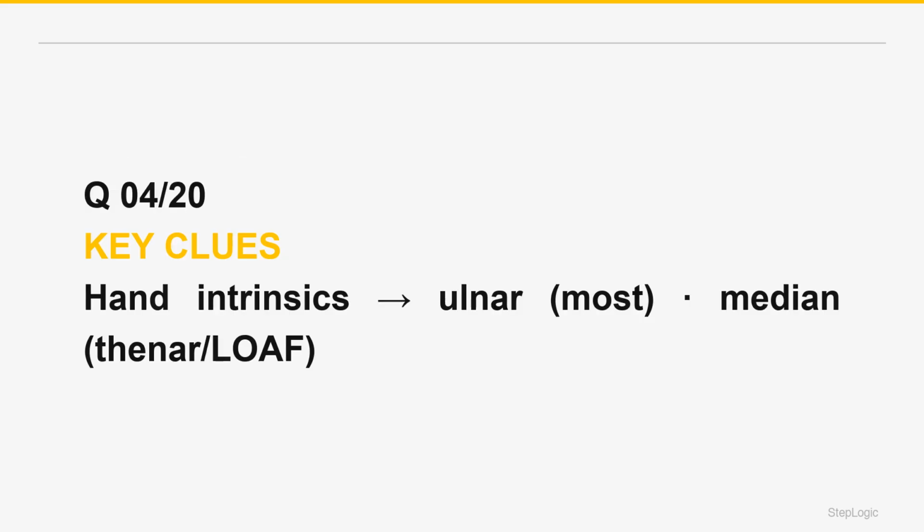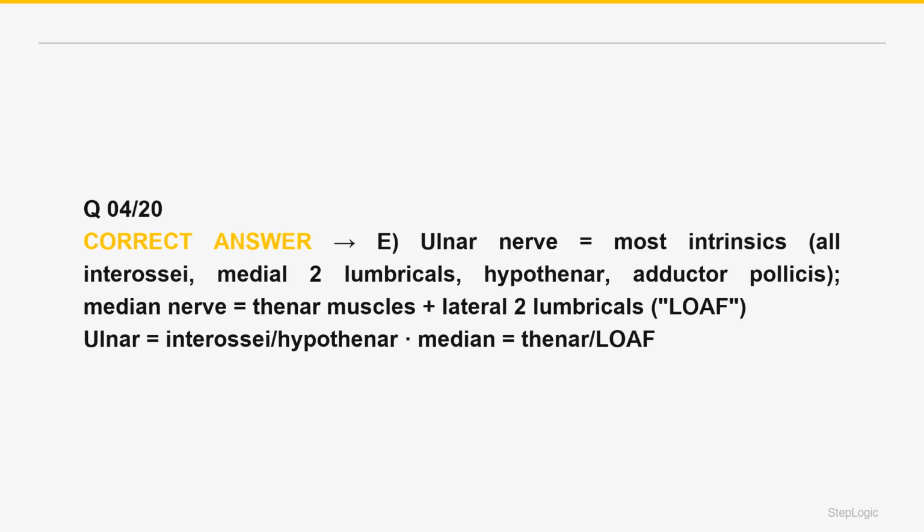The intrinsic muscles of the hand are split between two nerves, and this division is high yield. The ulnar nerve supplies most of them: all of the interossei, dorsal and palmar, abduction or adduction of digits, the medial two lumbricals to digits 4 and 5, the hypothenar muscles, abductor digiti minimi, etc., and the adductor pollicis. So an ulnar nerve lesion causes weakness of finger abduction or adduction and the ulnar claw. The correct answer is E.